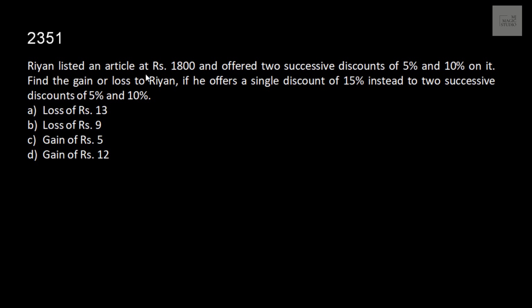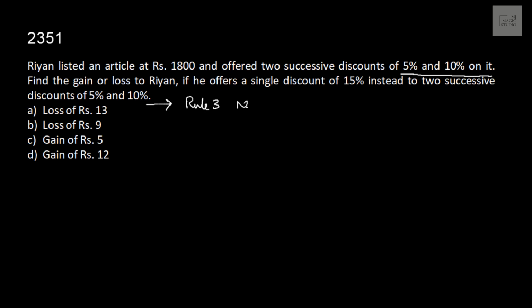Rian listed an article at rupees 1800 and offered two successive discounts of 5% and 10% on it. Find the gain or loss to Rian if he offers a single discount of 15% instead of two successive discounts of 5% and 10%.